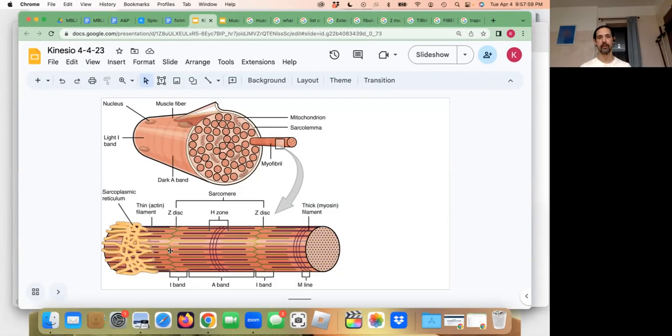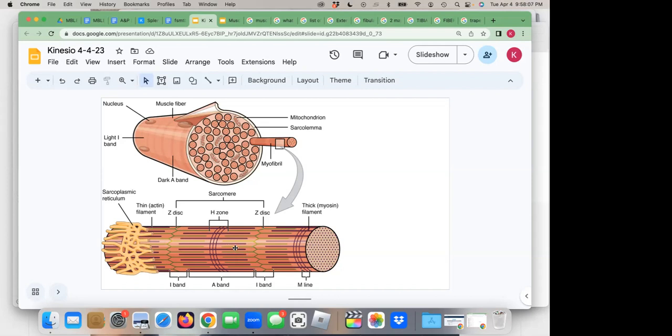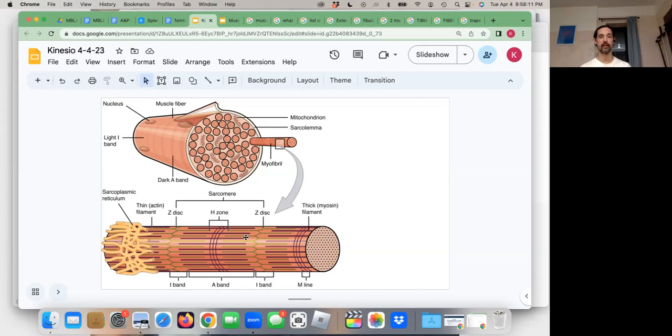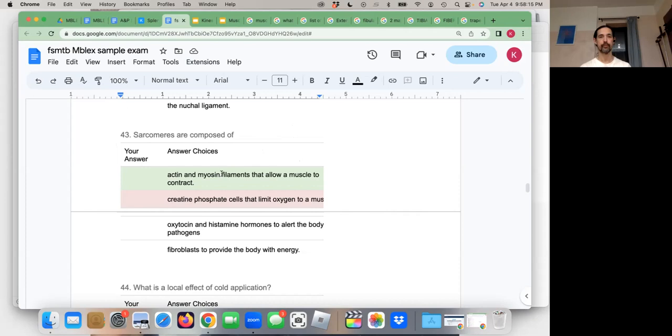Sarcomere, Z discs, the space between the Z discs, which have these lines on them, these bands. What are these bands called? Filaments. What are the filaments called? Filaments. Actin and myosin filaments.